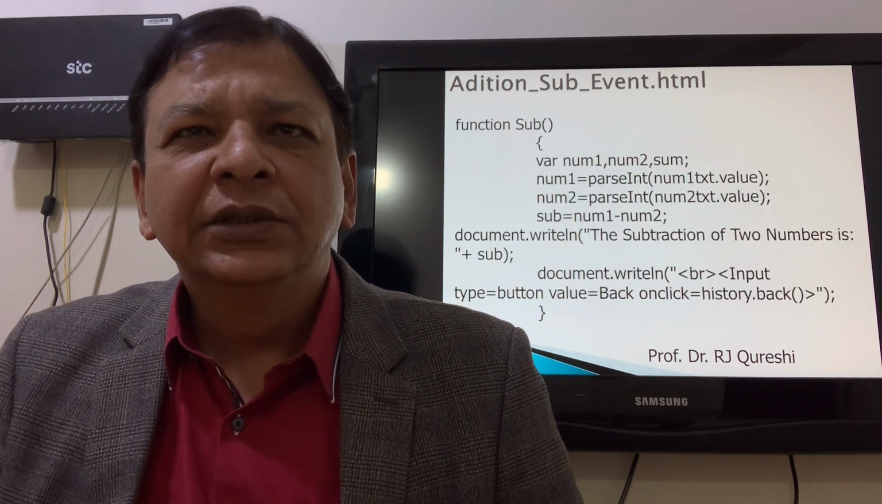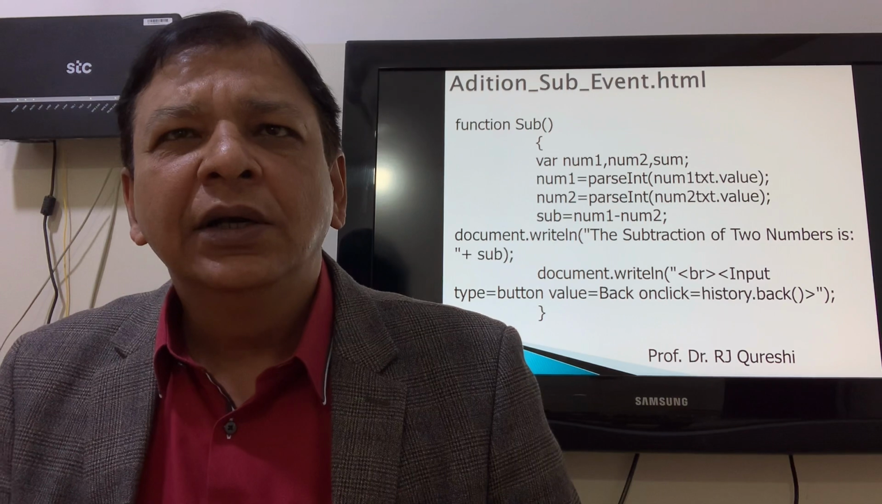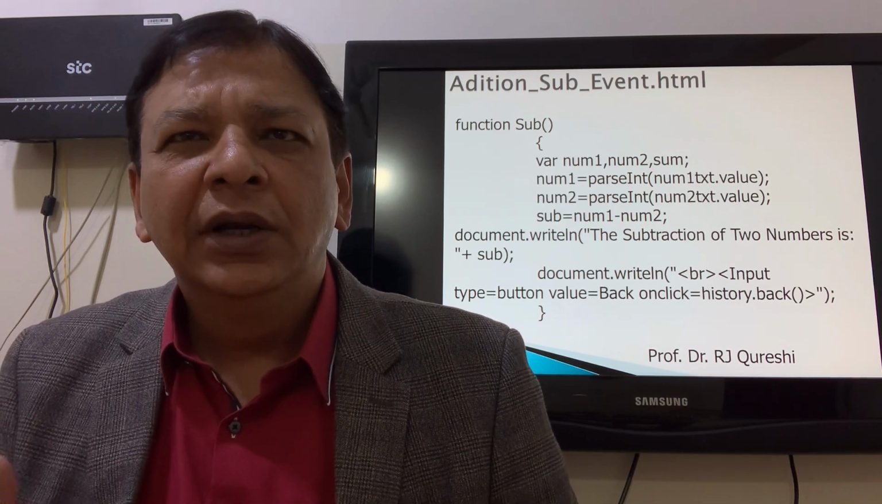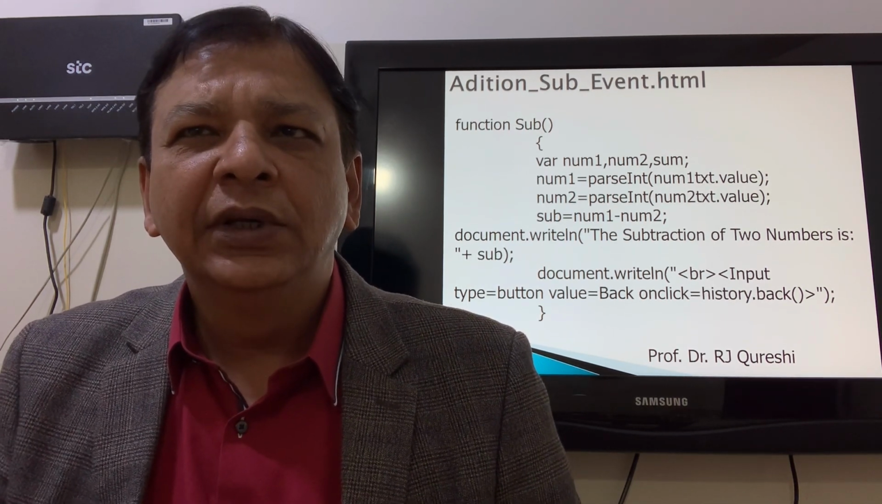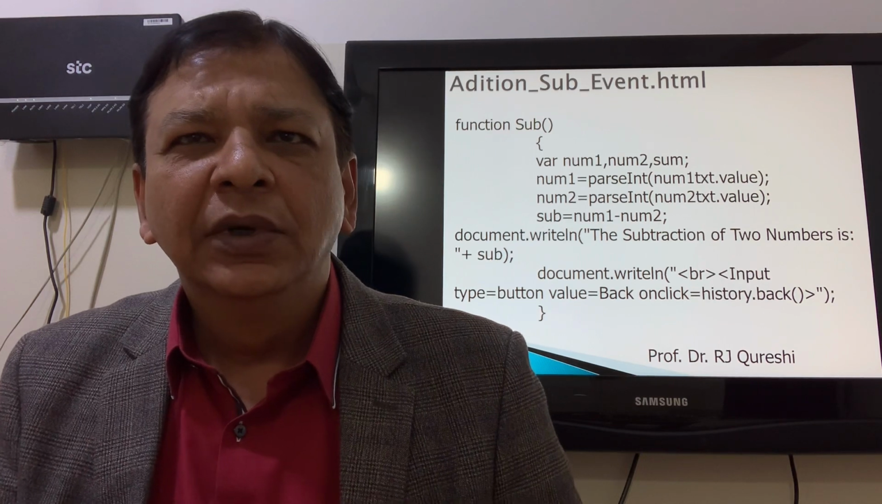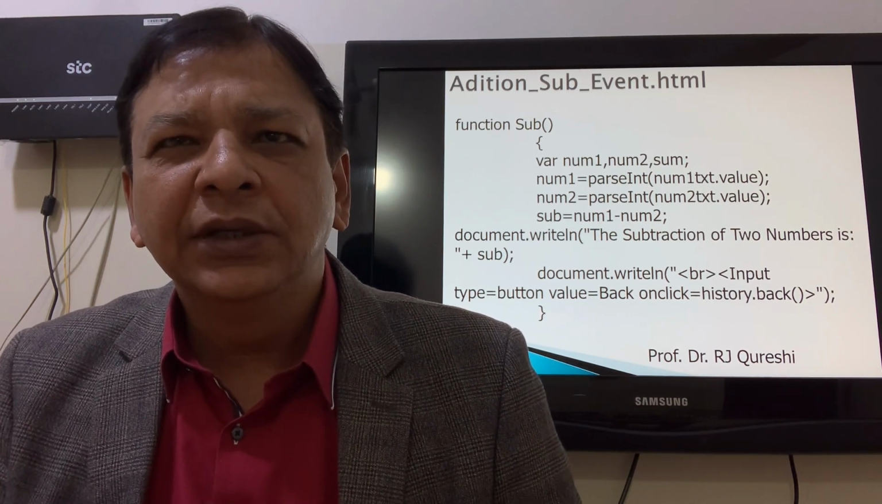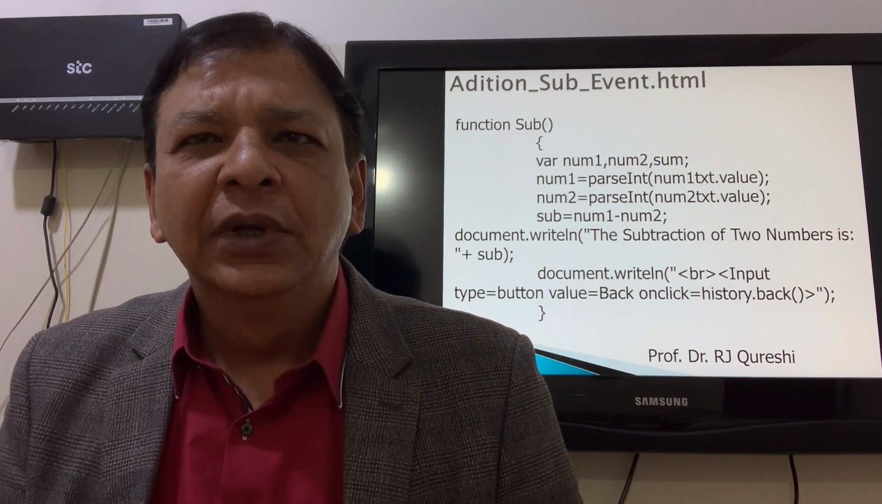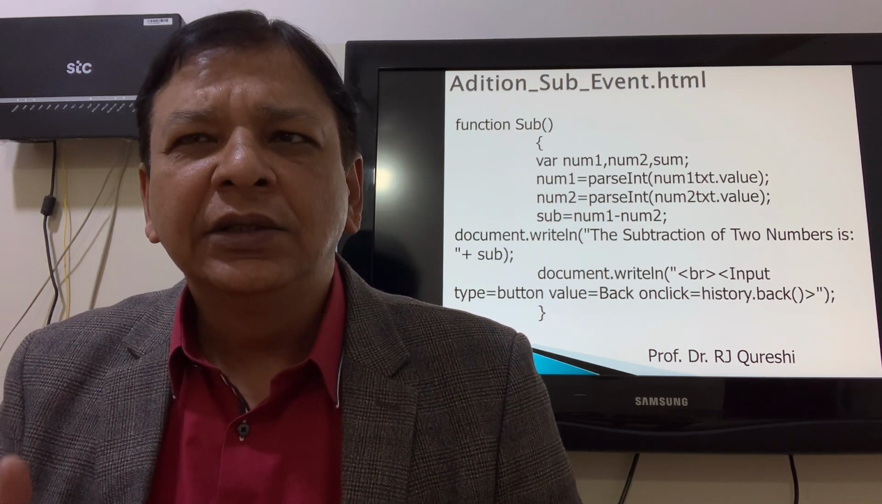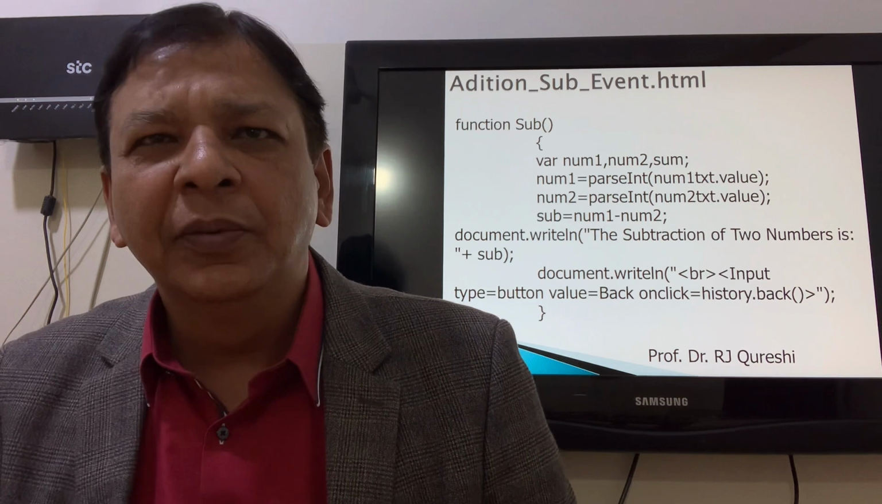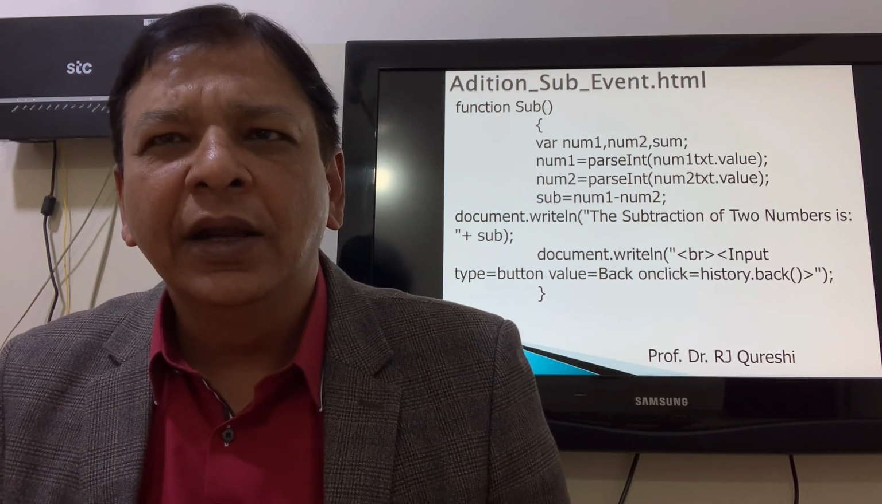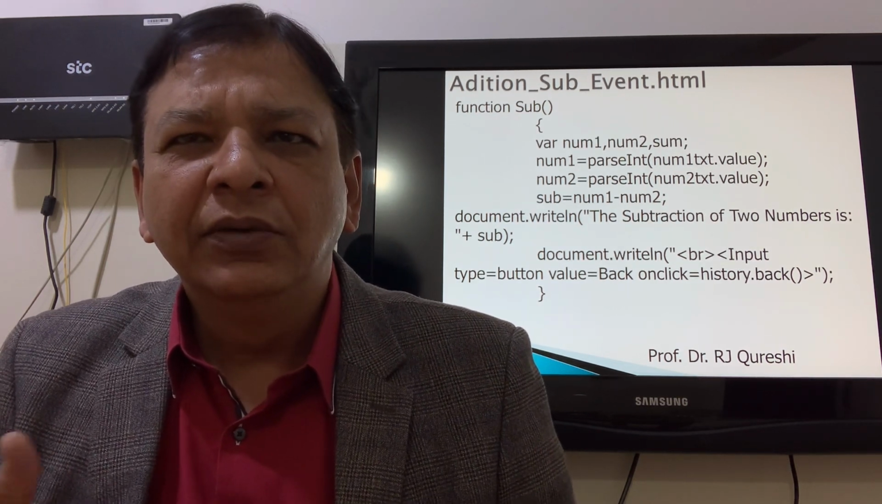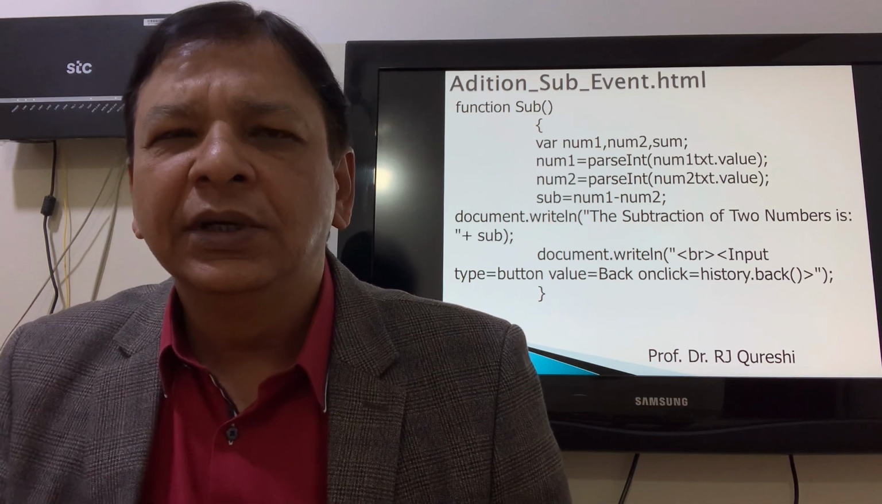Function subtraction, var num1, num2, sum, num1 is equal to parseInt num1 txt dot value, num2 is equal to parseInt num2 txt dot value, subtraction is equal to num1 minus num2, document dot writeln, the subtraction of two numbers is the variable subtraction, document dot writeln, input type is equal to button, value is equal to back, onclick is equal to history dot back.